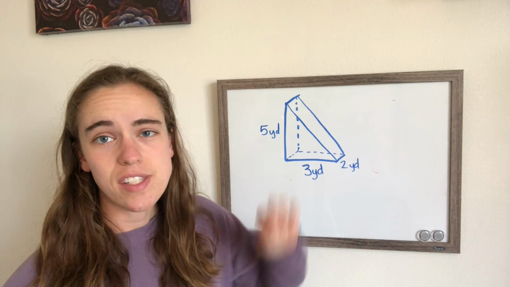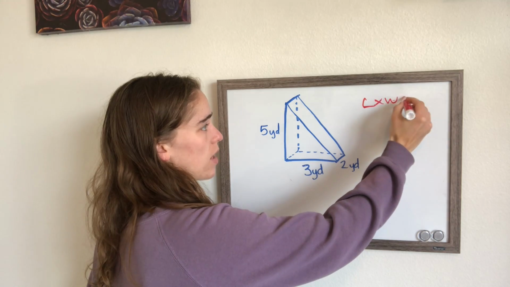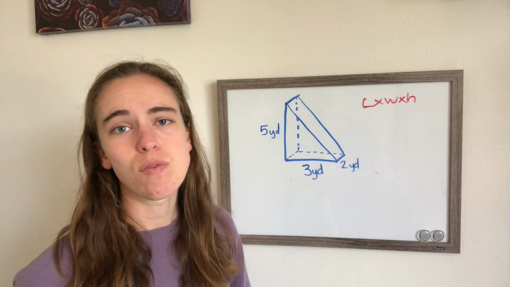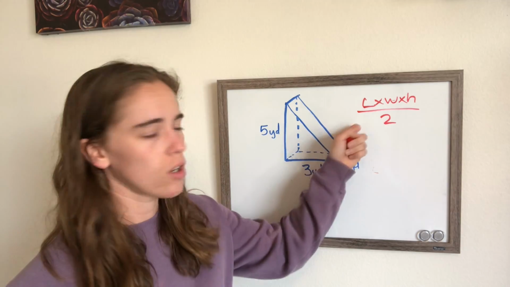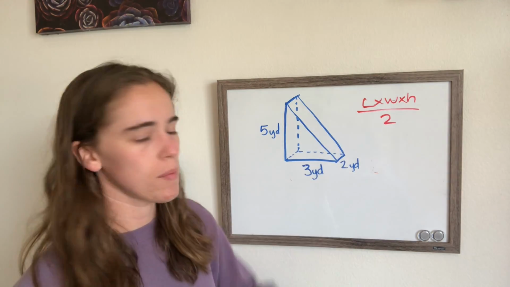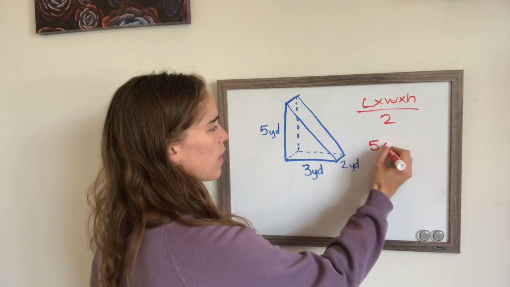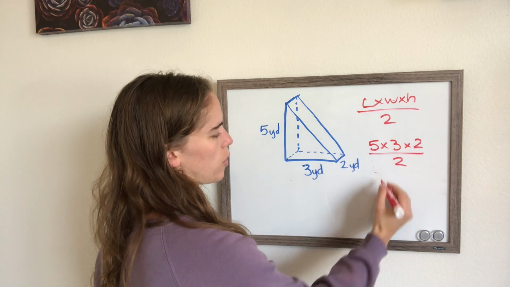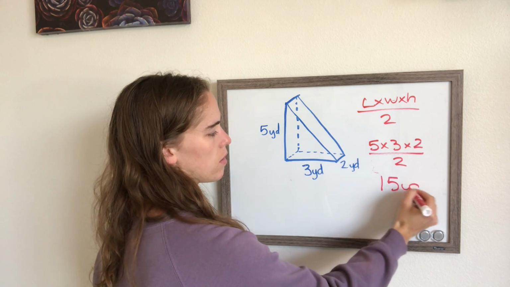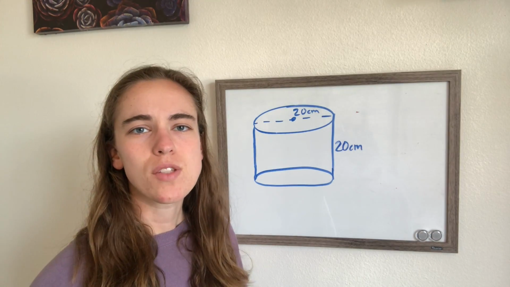If I had 2 of these, it would be a rectangular prism, so it would be length times width times height, but I only have 1/2 of it, so that means I need to divide by 2. So I could also do it this way, just multiply all 3 numbers together and then divide it by 2. If I do that, I would have 5 times 3 times 2 divided by 2, which still ends up being 15 yards cubed. All right, for the next one, we've got a cylinder.